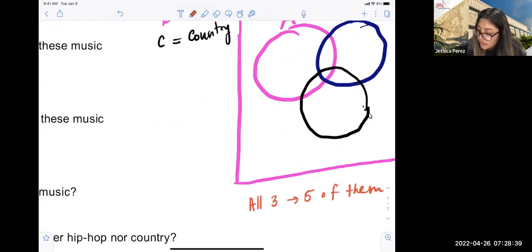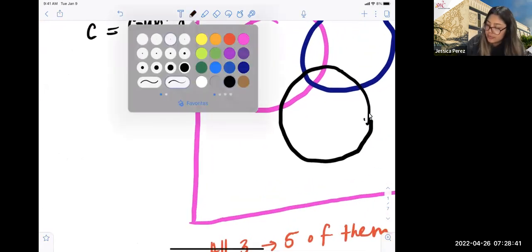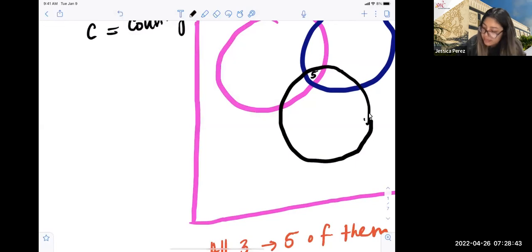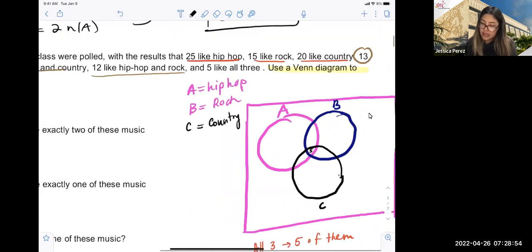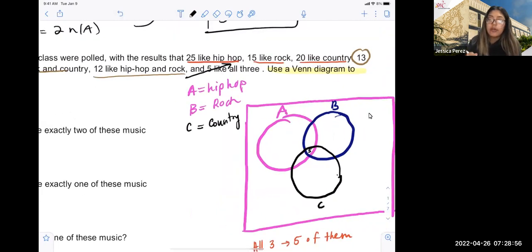So the 5 will go right in between here. Okay? Because all of them where they all match is here. This is the country. Now we go backwards. So we already know that 5 like all 3. Now 12 like hip hop and rock.